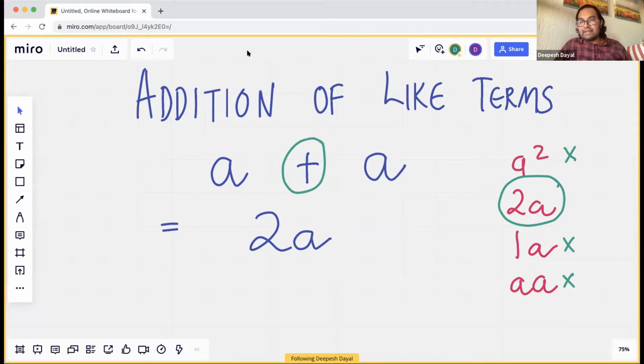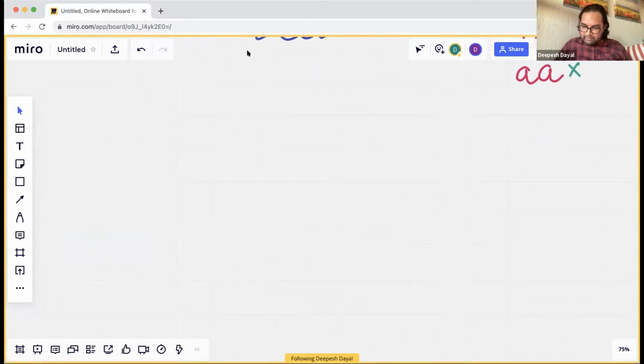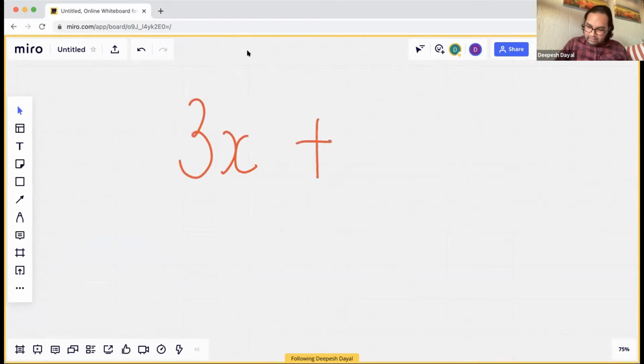Let us try another example. I want to know what is 3x plus 5x. Any guesses? What is this? 3x plus 5x.